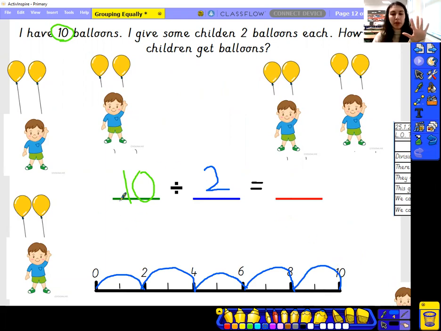So if I had 10 balloons and I gave a child 2 balloons, how many children would be able to get them? Well, one child would get 2, 2 children, that would be 4, 3 children, that would be 6, 4 children, that would be 8, 5 children, that would be 10. That means 5 children would get 2 balloons each.